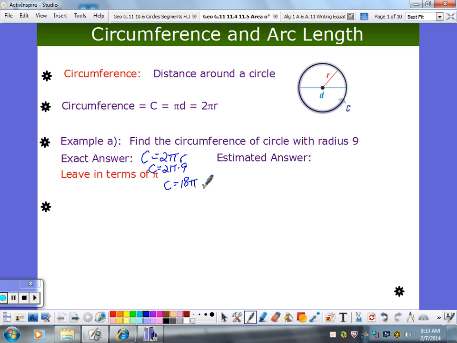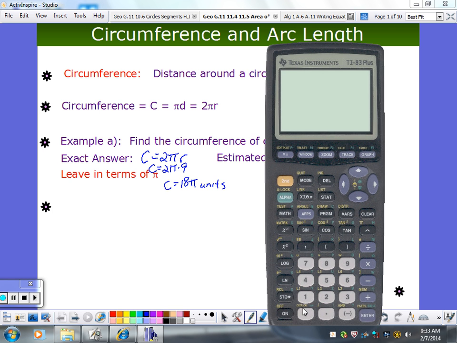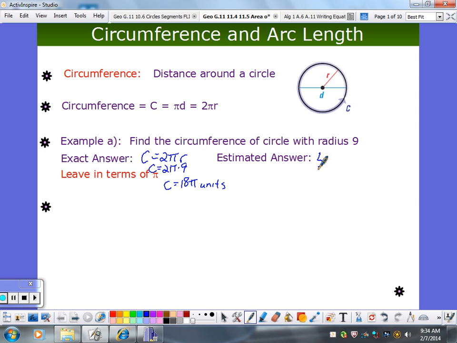And you should put your units in. They didn't give me units, I'm just writing units. Now, if they want an estimated answer, this is when they say round to the nearest 10 or round to the nearest 100. That's when you pull up the calculator and say, well, I don't know what 18 times pi is. I think it's approximately... 18 times, if you press your second button, and I think it's over the little circumflex, there's a pi, and you hit enter. Let's round to the nearest 100th. 56.55 units. This is an estimate, right? I had to round. So the exact answer is in terms of pi. An estimate is when you multiply it out and then round it.